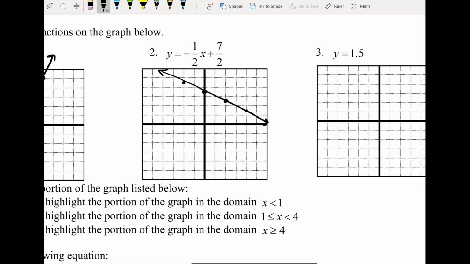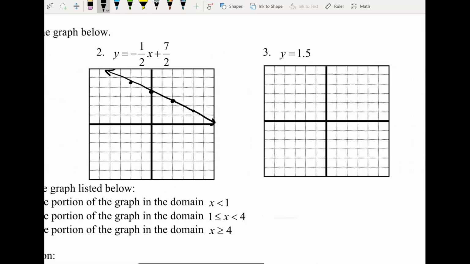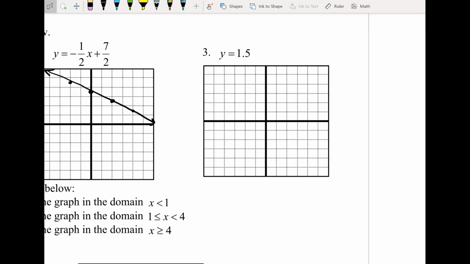Don't forget that the line goes on forever. And how are we showing that? Realistically, I can't sit here and draw an infinite line, so we use our arrows. Very important. The last piece that we're going to look at is y equals 1.5. That means at the y-axis, I'm going to intersect at 1.5, and regardless of what my x value is, the y value is going to correspond to 1.5. So it is a horizontal line with arrows at the end.